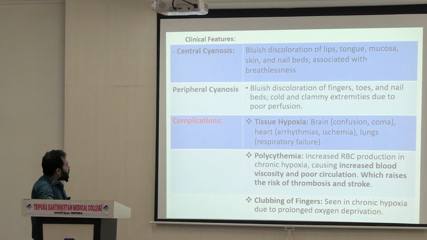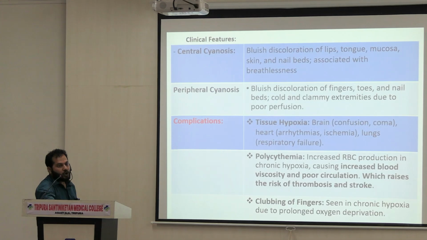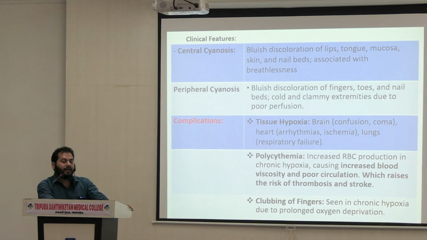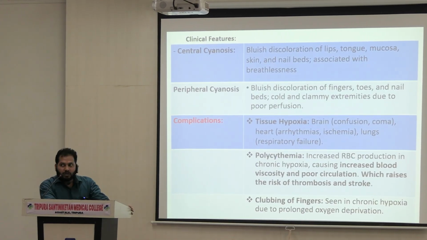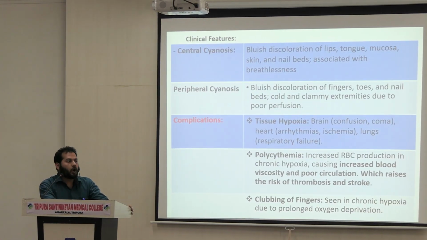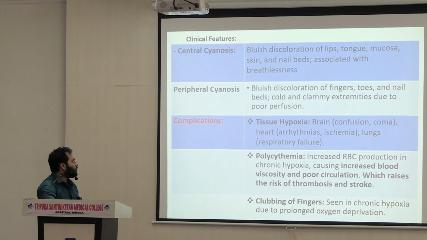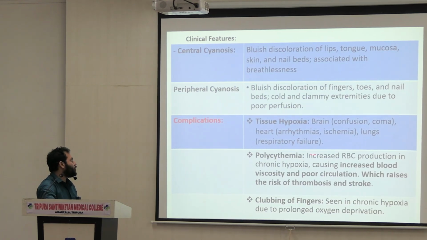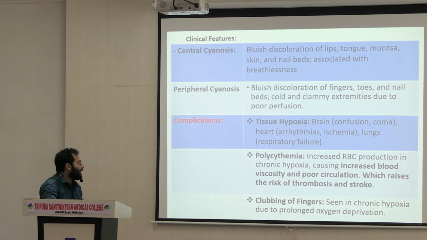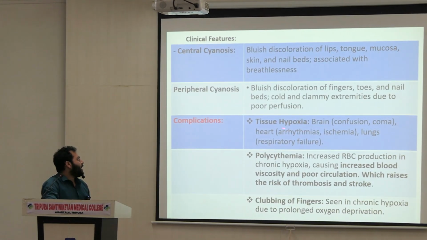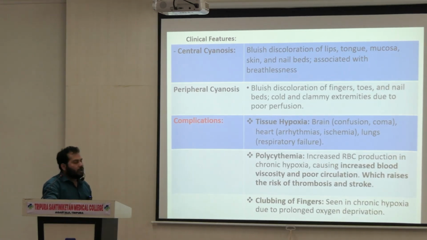Now, if you see the complications of cyanosis, there is tissue hypoxia. The most important types of tissue affected by cyanosis or the tissue hypoxia that occurs are mainly the brain tissue, the heart tissue as well as the lung tissue. So if there is hypoxia in the lung tissue or brain tissue or heart tissue, there may be development of complications like coma, then arrhythmia or ischemia, and even respiratory failure.